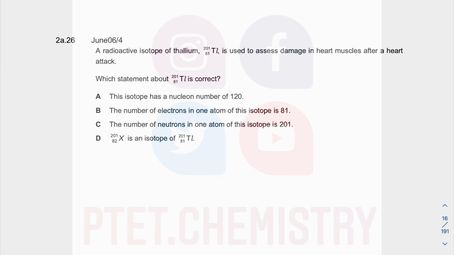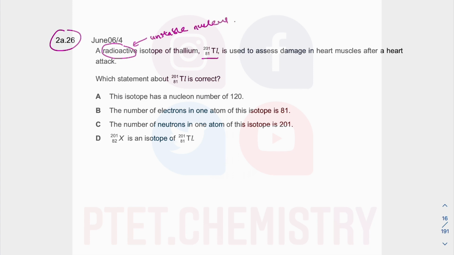So in this tutorial video, I'll continue this topical MCQ on atomic structure. So this is question 26 of a 5-question series from 26 to 30. This starts off by talking about a radioactive isotope of thallium. So the term radioactive itself means unstable nuclei or unstable nucleus.